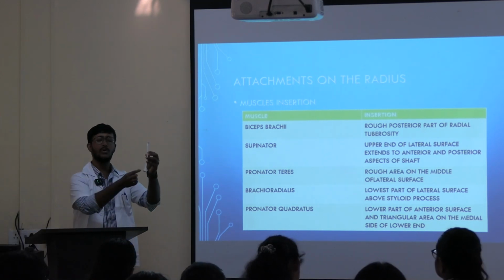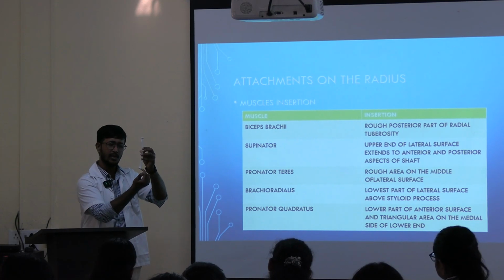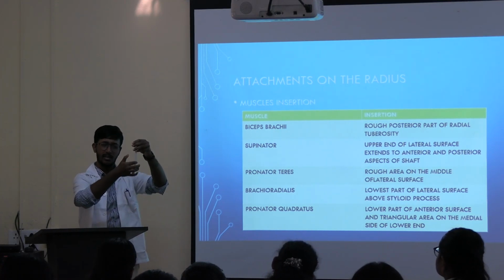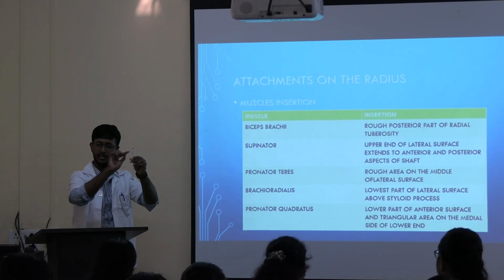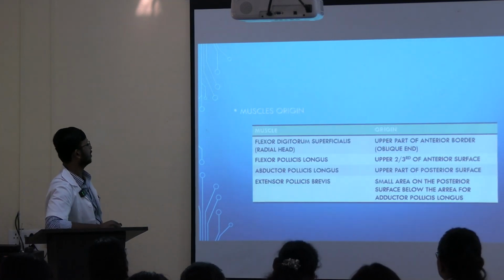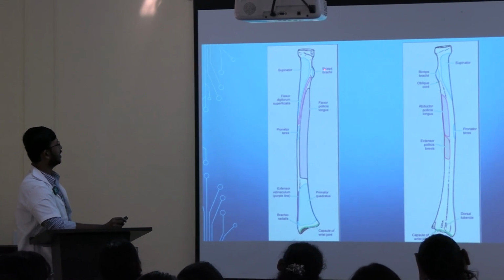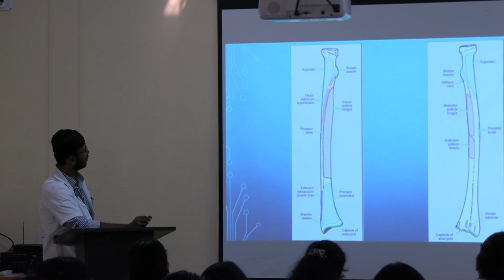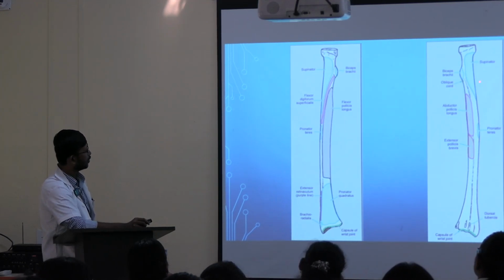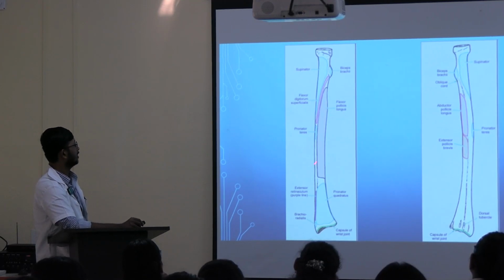So to simplify, the pronator quadratus will be somewhere here, the brachioradialis here, pronator teres will insert in this region, supinator in this region, and biceps brachii in this region. We will see the schematic picture also. See, here the insertion of biceps brachii is occurring. Then this is the supinator. As I have told you, it gives a front fiber and a posterior fiber, and in this way the supinator muscle inserts. Then this is flexor pollicis longus.